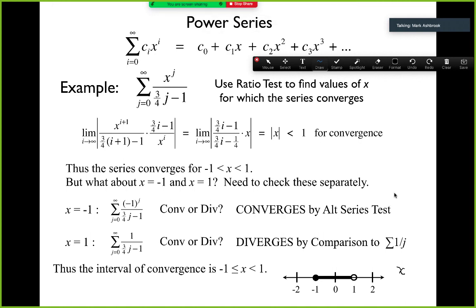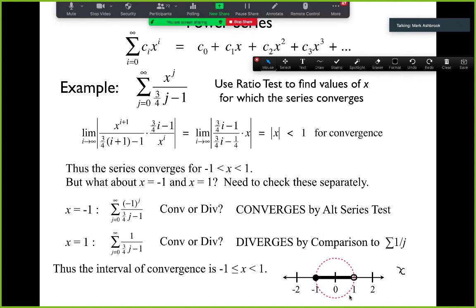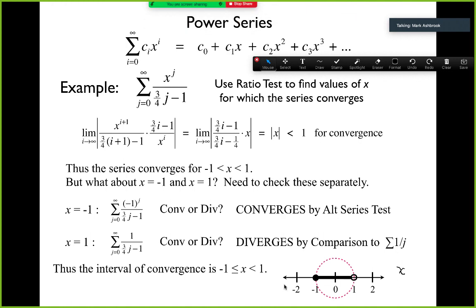So one thing you can do here is we can imagine this interval kind of like a circle. We can imagine this like the circle which holds all the values for which the series converges. So if you're inside the circle, it converges. If you're outside the circle, it diverges.